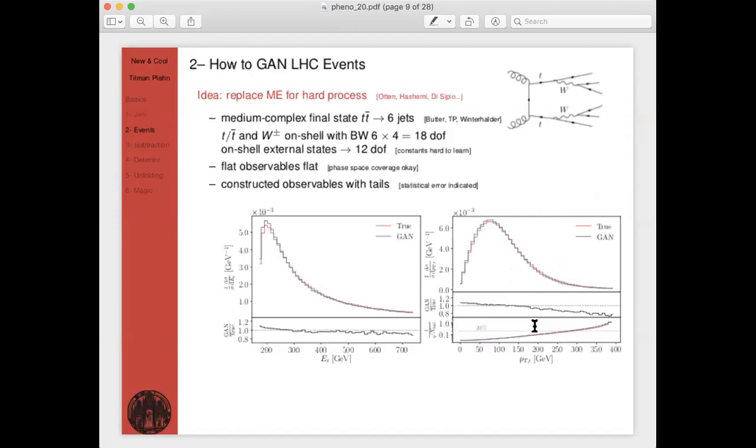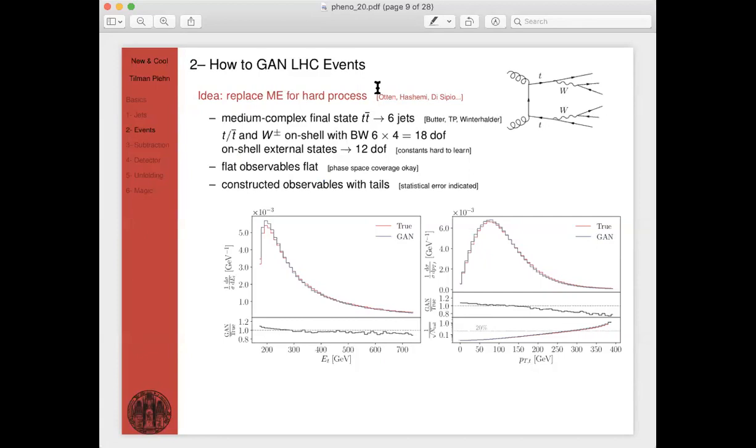Okay, the second application I want to show you is LHC events. The paper that we wrote here is with Anja Butter and Ramon Winterhalder. It wasn't the first paper on the market. I mean, there are a few studies on Z events, on dijet GANs, and so forth, which are mentioned here.